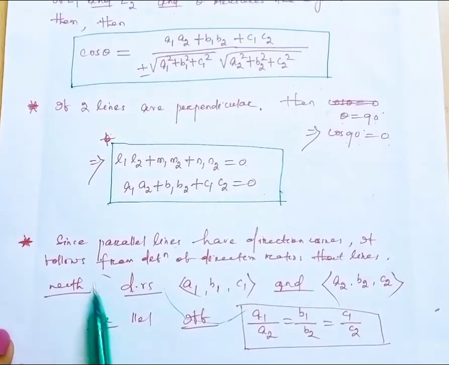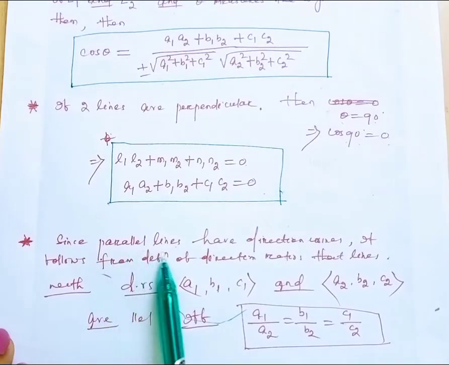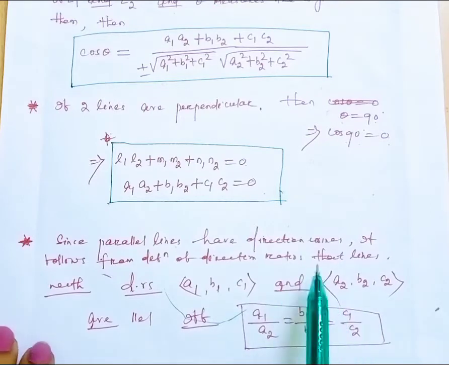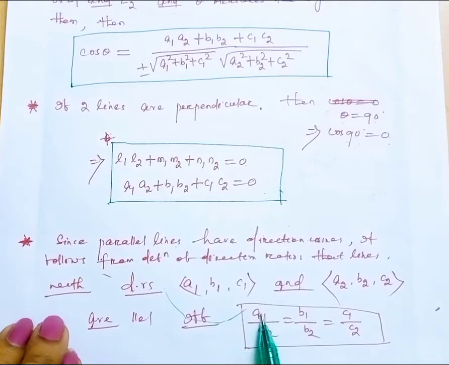Then another important thing is, if two lines are parallel, what will happen to their direction ratios? Suppose a1, b1, c1 and a2, b2, c2 are the direction ratios of two parallel lines, then their corresponding ratios become equal. I mean a1 by a2 equals b1 by b2 equals c1 by c2, and this is both a necessary and sufficient condition. If two lines are parallel, then this relation will occur, and if we get this relation, you can declare that the two lines are parallel.